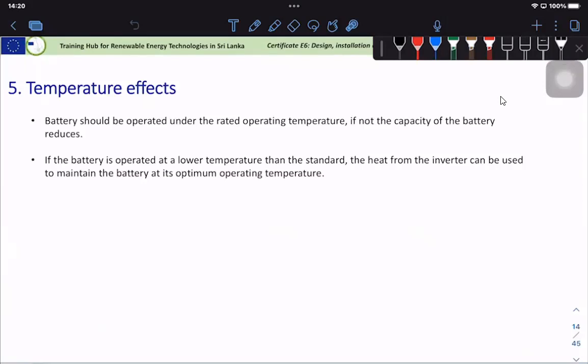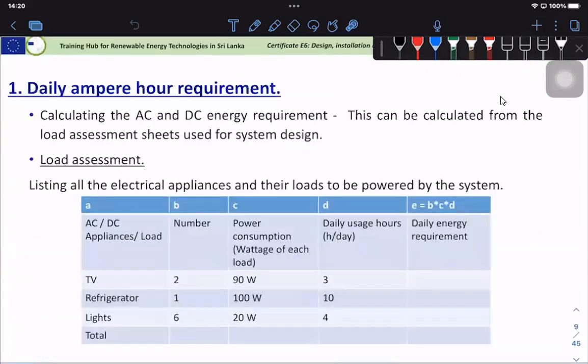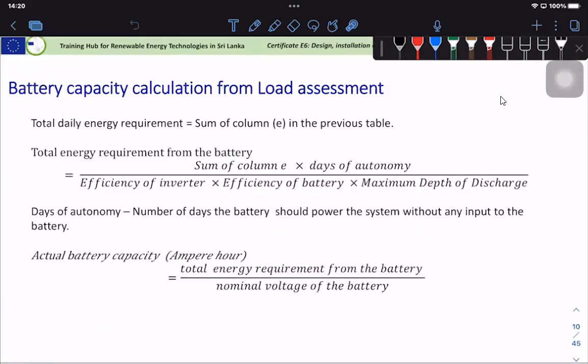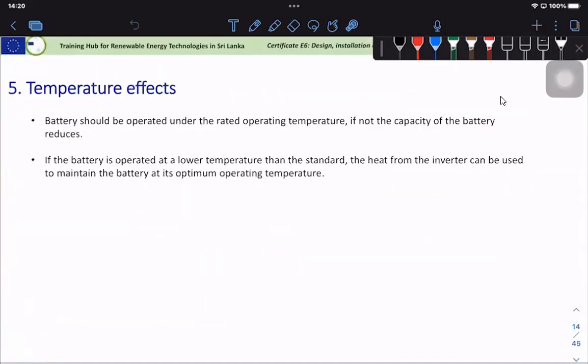And temperature effects should be also considered. The battery should be operated under the rated operating temperatures. If not, the capacity of the battery reduces, right? So you need to consider that also in the previous equation. So that can be given as the efficiency of the battery. So the efficiency of the battery reduces because of the temperature effect. So you can decide on the battery efficiency if you are operating it in an elevated temperature.